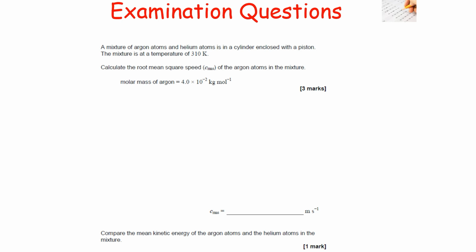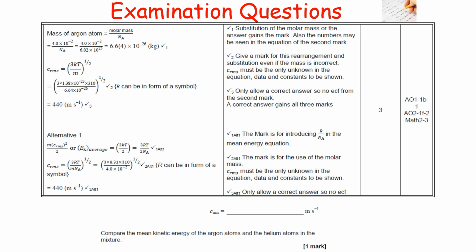Well, the first thing we've got to note is we're given the molar mass of the argon. So what we can therefore do is work out the mass of one argon atom. To do that, we would do the molar mass, which we're given, divided by Na, which is Avogadro's constant, 6.023 times 10 to 23. So the mass of one argon atom is 6.6 times 10 to the minus 26 kilograms.